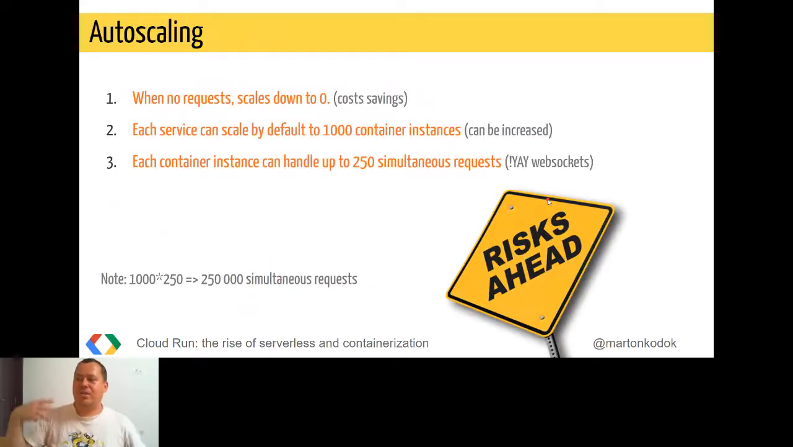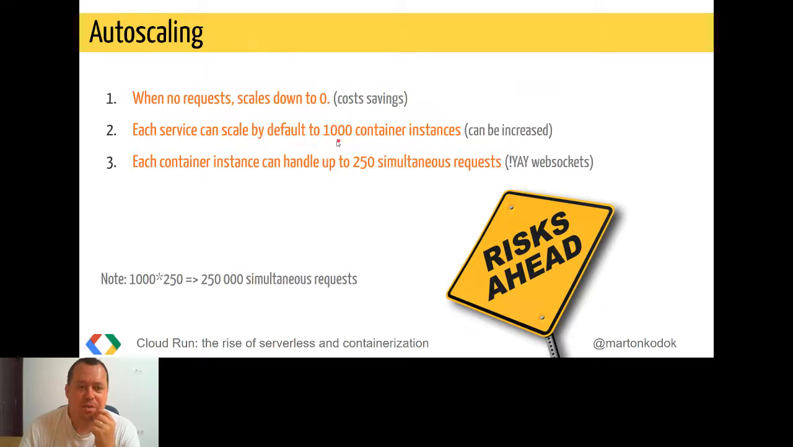Now, when we talk about the other side, that there is a bunch of traffic to the containers, we need to discuss this a bit. This is called autoscaling. Cloud Run essentially scales down to zero, but it can also serve simultaneous traffic, and a lot of containers can be executed in a concurrency mode. So let's see what these are, because there are risks ahead here. Each service by default can spin up 1,000 container instances.